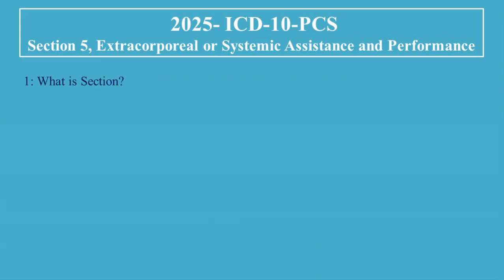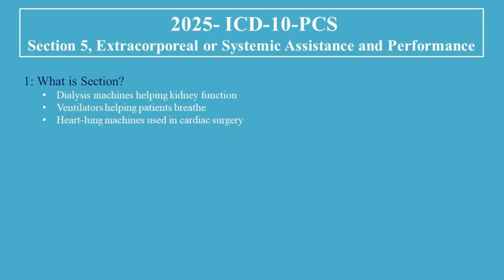1. What is Section 5? In Section 5, we code procedures where a machine is used outside the body, extracorporeal, to help or take over a body function. These are often life-saving treatments done in ICUs, operating rooms, or during major surgeries. Some common examples are dialysis machines helping kidney function, ventilators helping patients breathe, heart-lung machines used in cardiac surgery, ECMO, extracorporeal membrane oxygenation, for severe respiratory failure. The body isn't being cut or operated on. It's being supported by a machine.